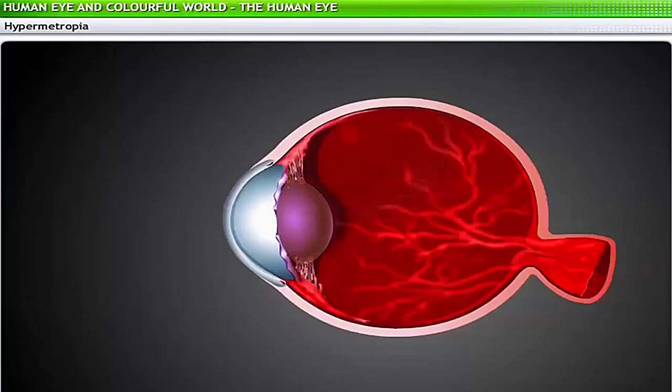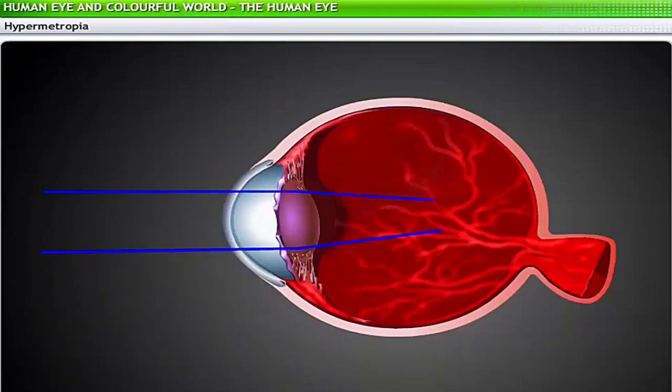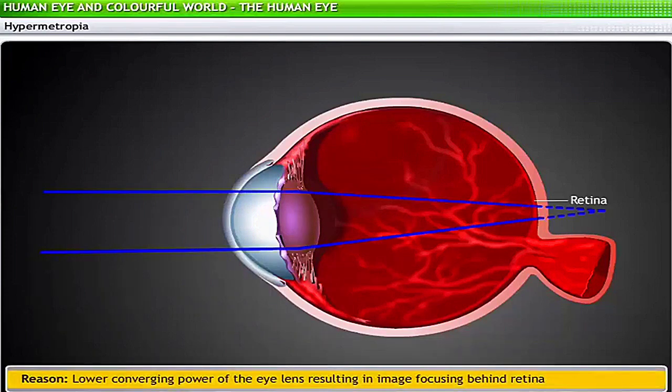Hypermetropia occurs when the converging power of the eye lens is less than normal. This happens because the ciliary muscles become weak and are unable to alter the lens size as required. Due to this, the parallel light rays that are reflected from any objects located nearby are focused at a position behind the retina instead of on the retina.